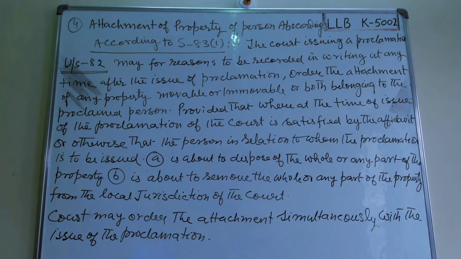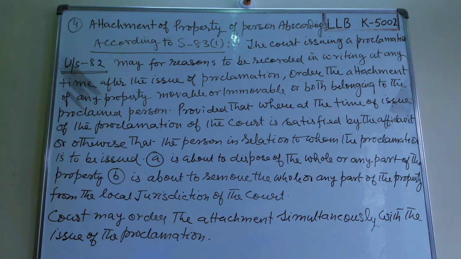My dear friends, fourth point: attachment of property of person absconding. In the third part, you have seen the proclamation process. Now in this fourth part, attachment of property of person absconding. After proclamation, the attachment of property.